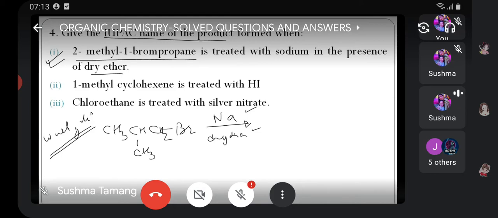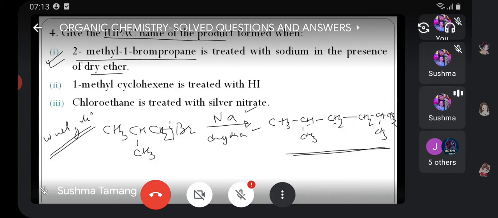I have told you how to make the product: where the bond breaks, draw the mirror image. CH3, then CH, CH3, CH2. Now the bond is broken here, start from here and repeat the molecule, CH2, CH2, then after CH2 is your CH, with CH3 and one more CH3. So this is your product.